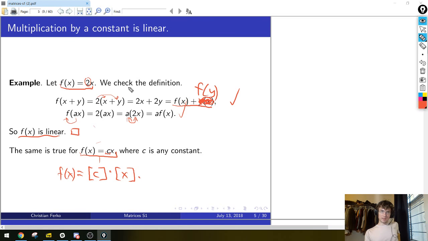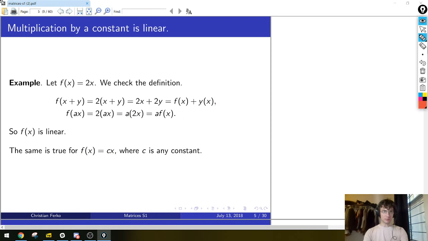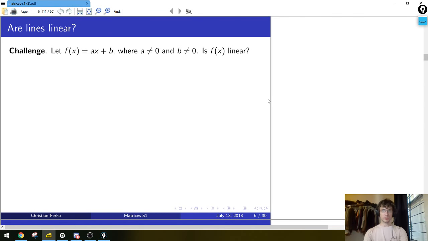Okay, so does everyone understand why multiplication by a constant satisfies our definition? Yes. Yes. Sweet. Other questions on this? No. Good. We are making good progress. Then I will turn it over to you.